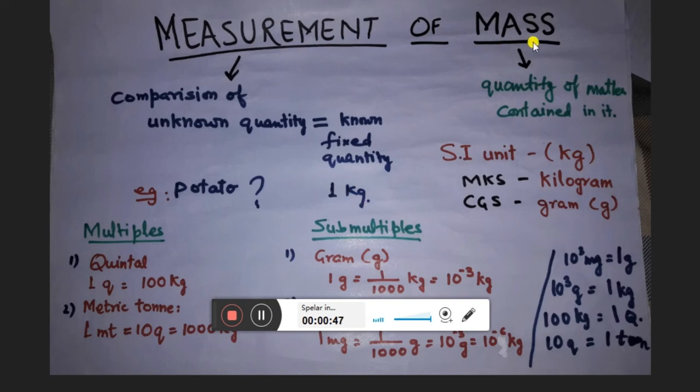Now what is mass? Mass is the quantity of matter contained in it. That means how much matter is present inside that substance is called the mass. That means we are talking about the molecules.